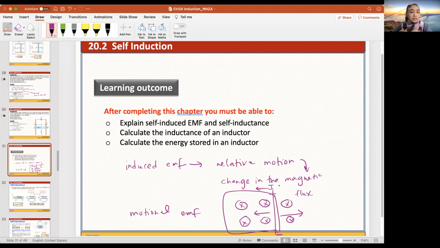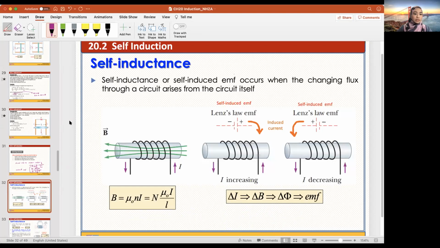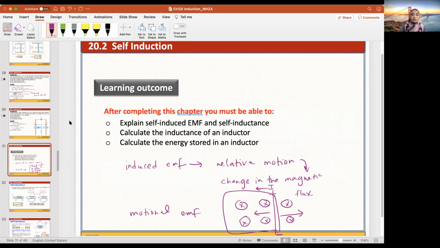So we have motional EMF, we have induced EMF from the change in magnetic field, induced EMF from the change in area, and also from angle. So that was when we had relative motion. We did something to the system. We had to do something to the system to have magnetic flux. All right, so now we are talking about self-induction.